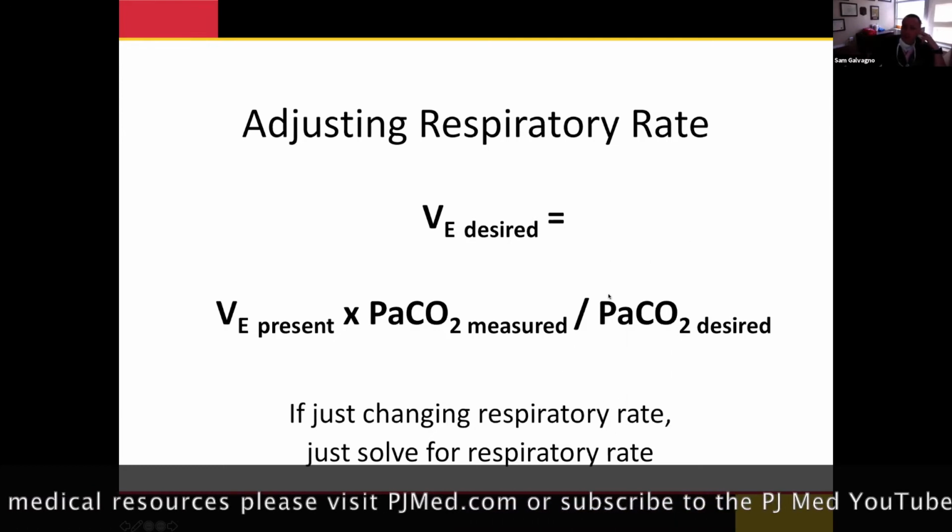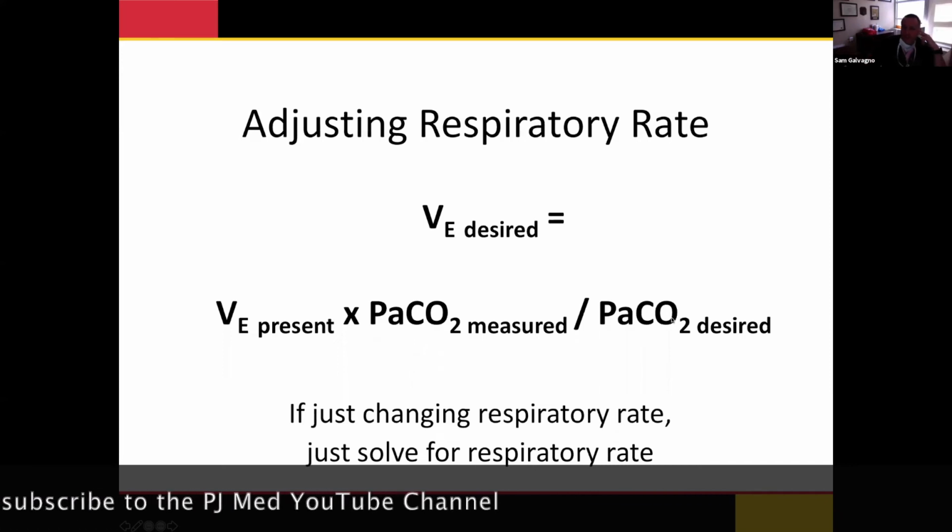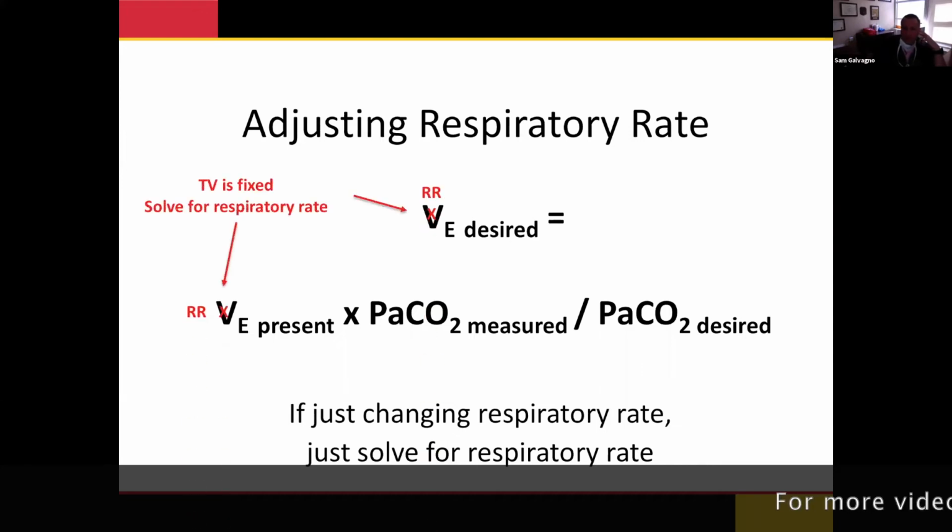You can correct this to 50. So pick 50 as your desired PaCO2. That's your arterial CO2 off of an arterial blood gas, okay? That'll get you there. All right, good.